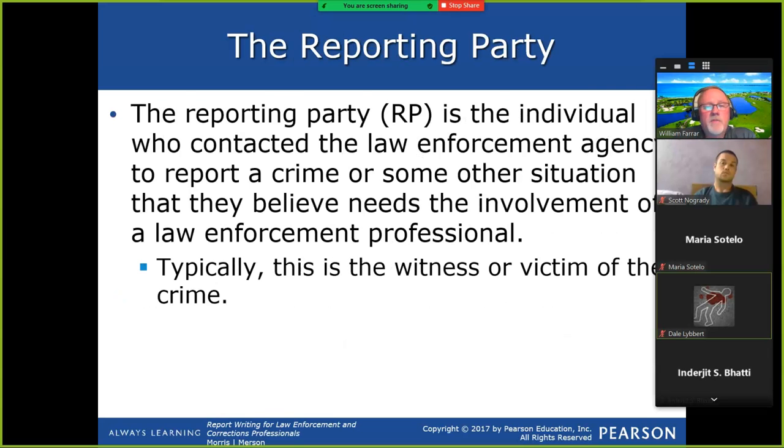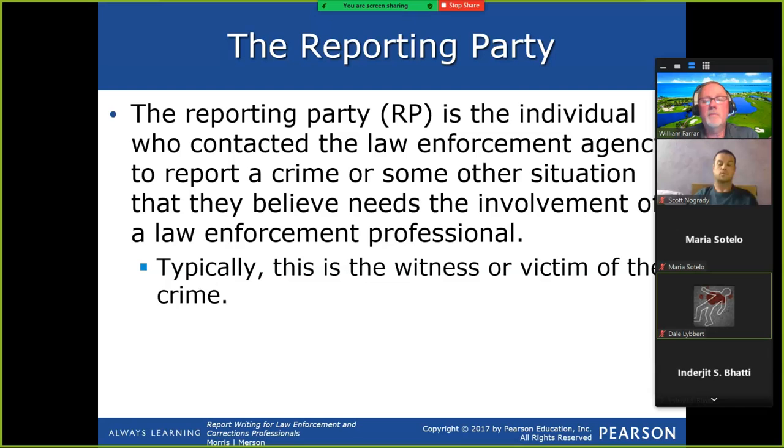So kind of a little bit deeper dive, the reporting party, that RP I talked about, is the person who contacted the law enforcement agency to report a crime or some other situation that they believe needs the involvement of law enforcement. And typically, again, a lot of times the person calling is a witness or even the victim. And see, so that's how we kind of get a little bit of overlap.